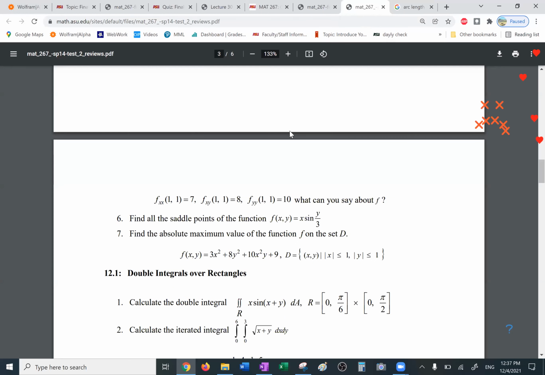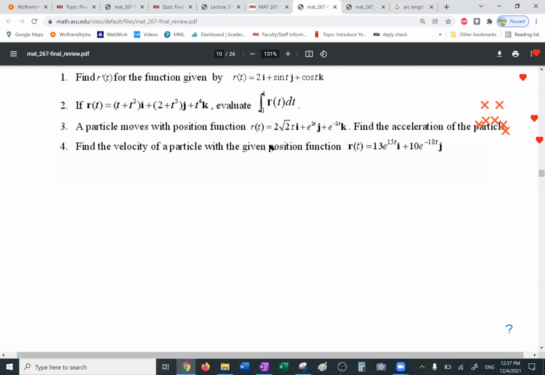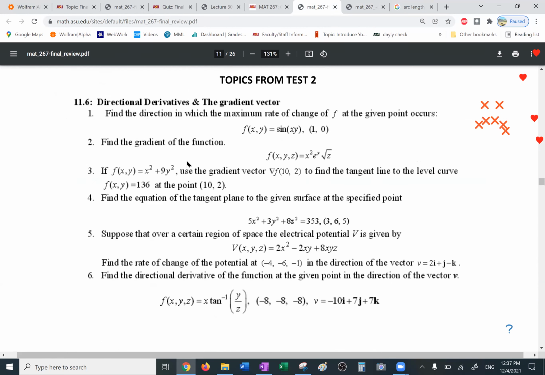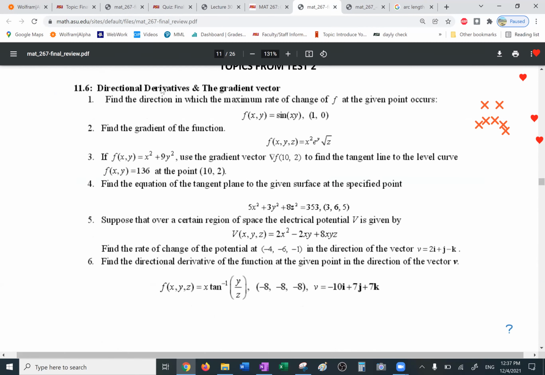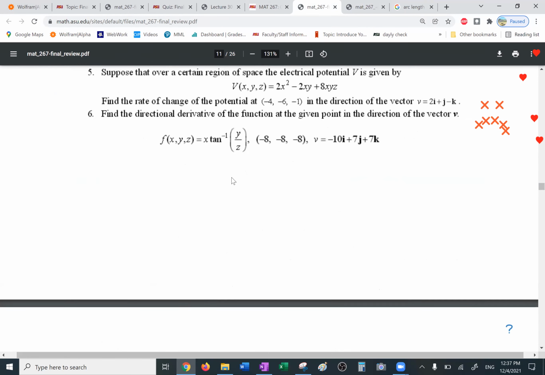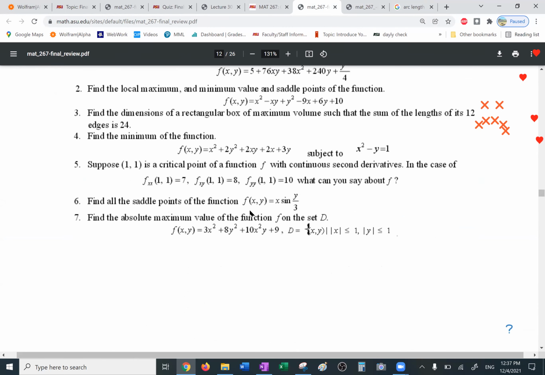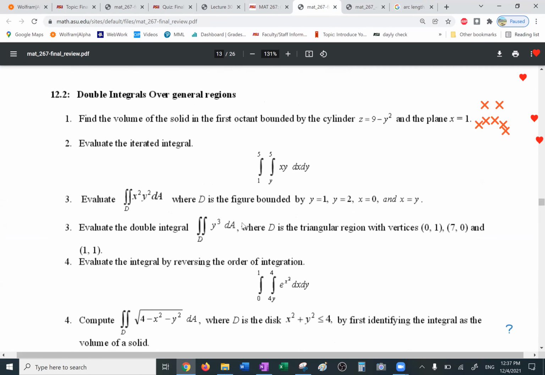And then let's keep going, see what else is here. Particle moves with the precision, find the acceleration. I mean, usually we do the opposite, the integration. The integration is initial value problem. We did it on Friday. Directional derivatives, we just did. Gradient vector, we just did. Minimum, maximum, we did that. Know all three cases. That is going to be there.